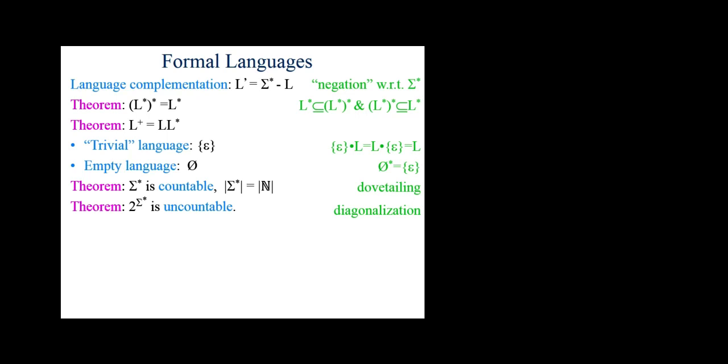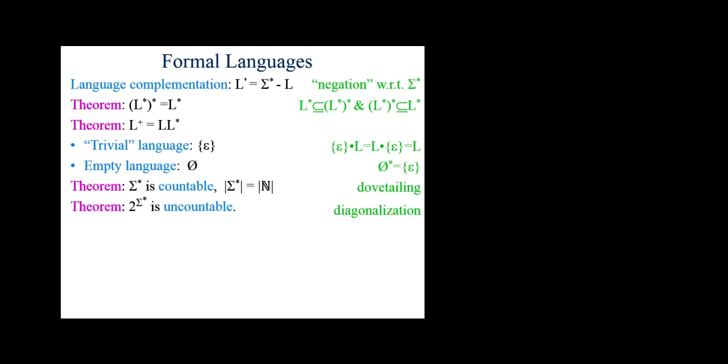So 2 to the sigma star is a set of all possible languages, all finite languages, all infinite languages, and every other language is in the power set as an element, not a subset. So 2 to the sigma star has a very compound type. A language is already compound. A language is a set of strings. A string is already compound type.